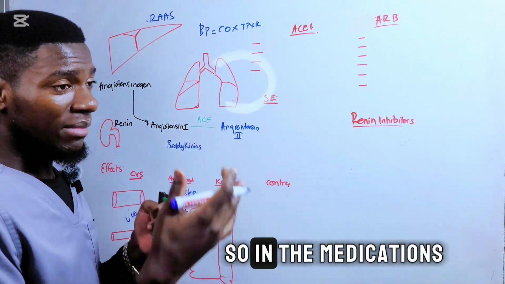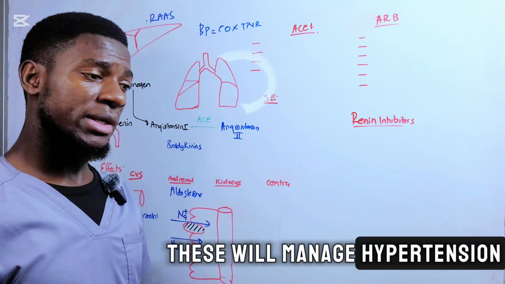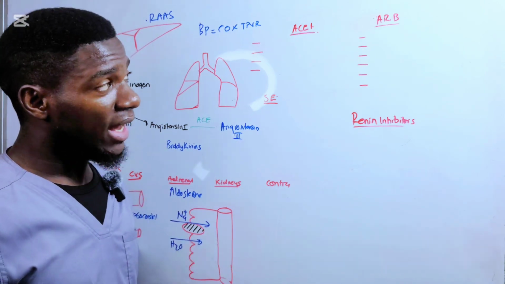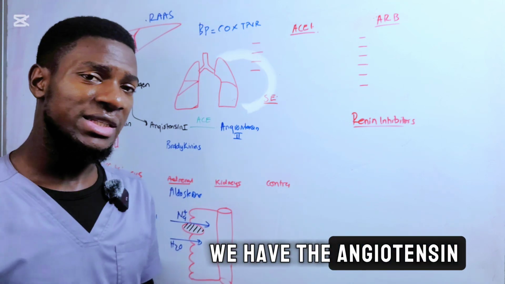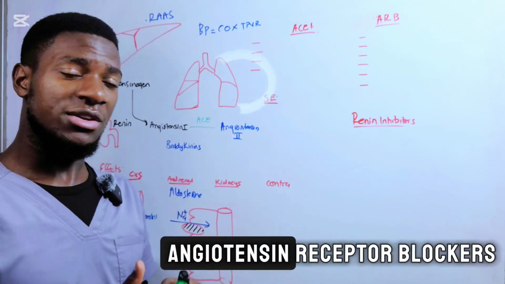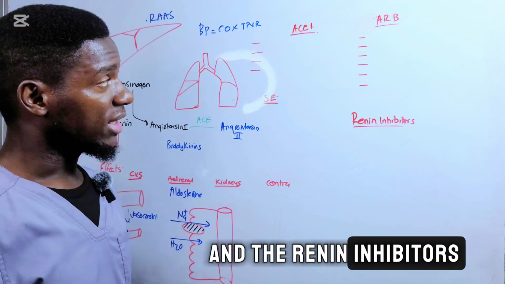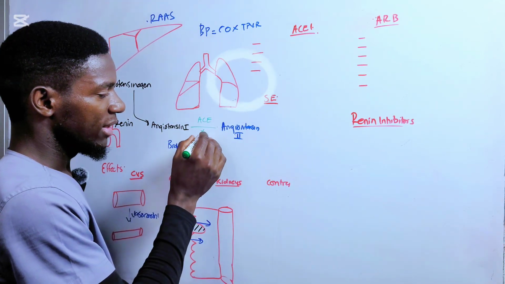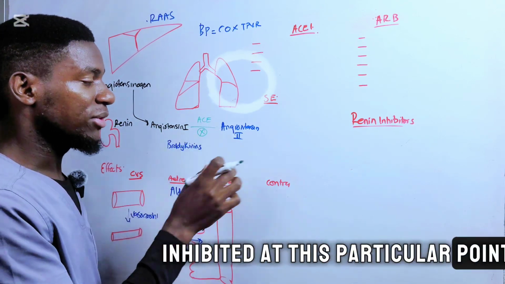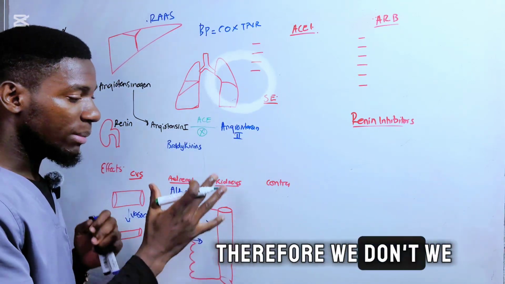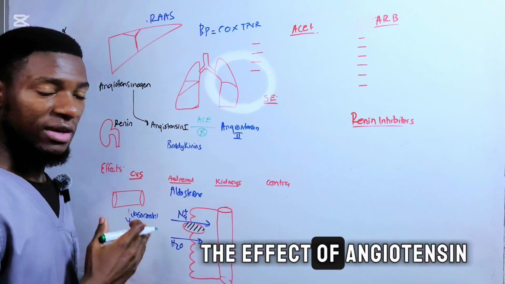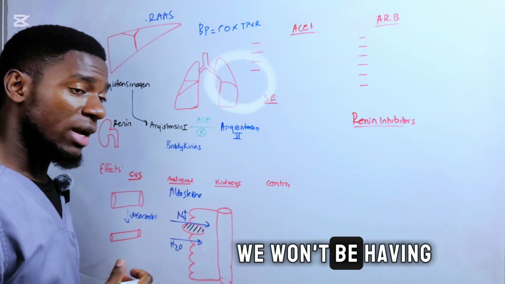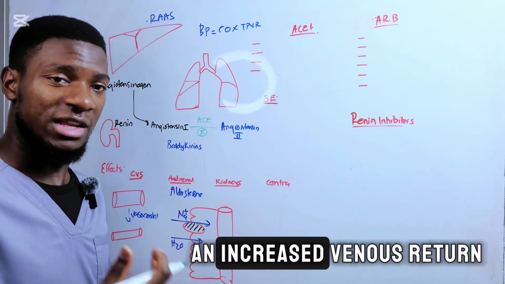In the medications we use for managing hypertension, drugs affecting the RAAS have a direct effect on this etiological mechanism, and these drugs are of three types. We have the angiotensin converting enzyme inhibitors, angiotensin receptor blockers, and the renin inhibitors. To start with the angiotensin converting enzyme inhibitors, they inhibit this enzyme. So the enzyme is inhibited at this particular point, so we will not be having angiotensin 2, therefore we won't be having any of these effects. The effect of angiotensin 2 on the blood vessels will therefore reduce the total peripheral vascular resistance. We won't be having sodium and water retention, therefore we won't have an increased venous return.